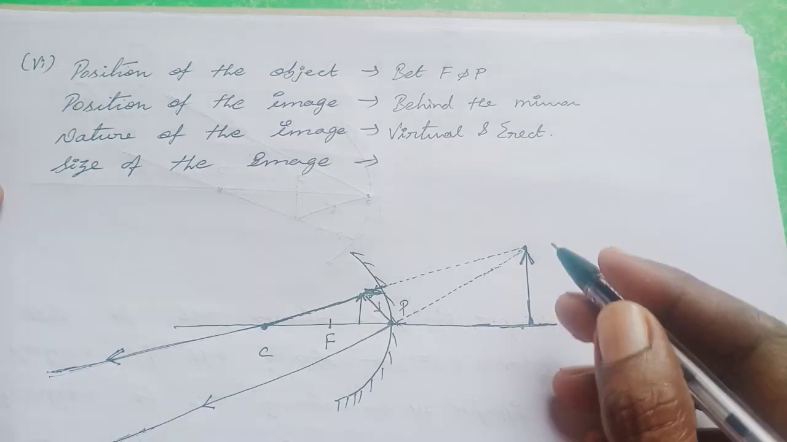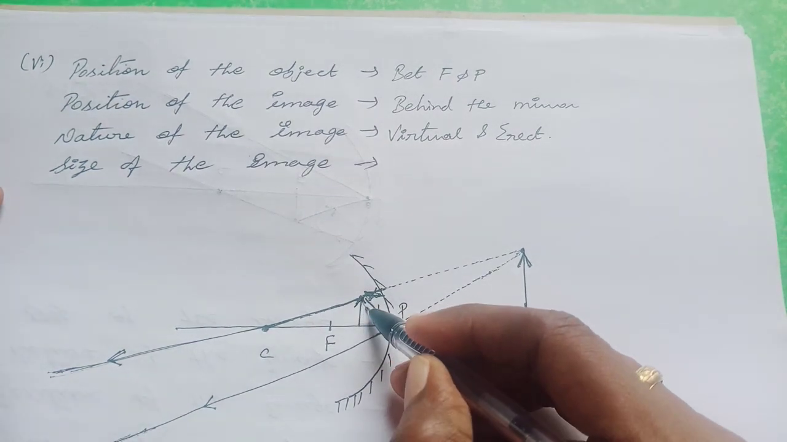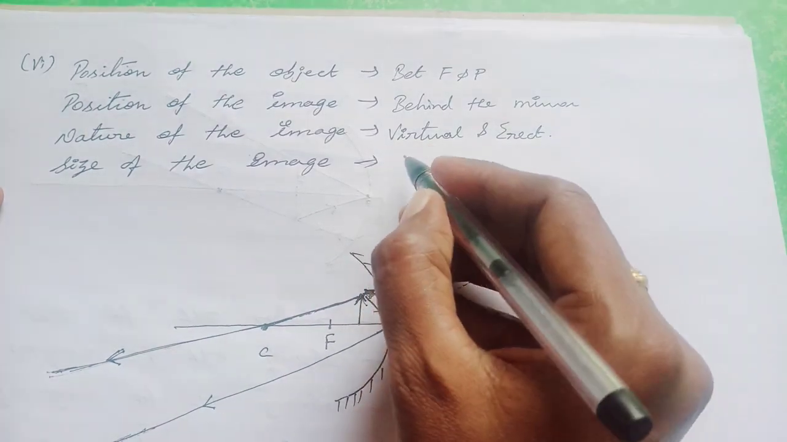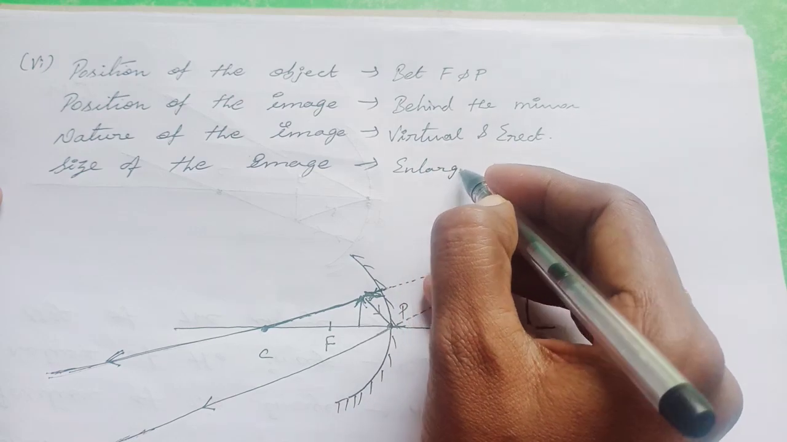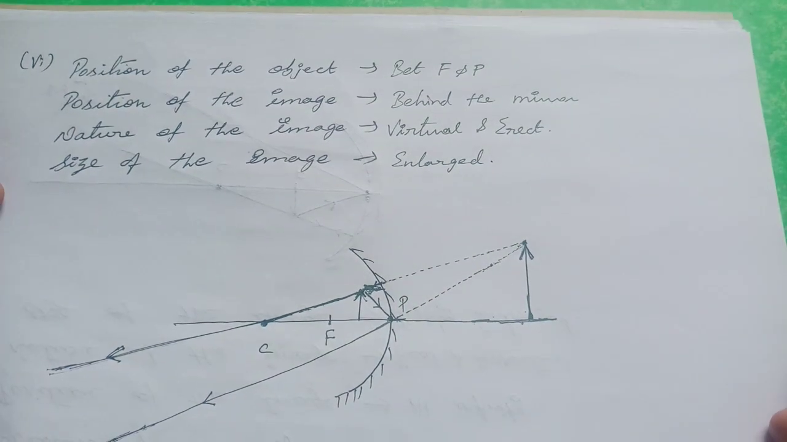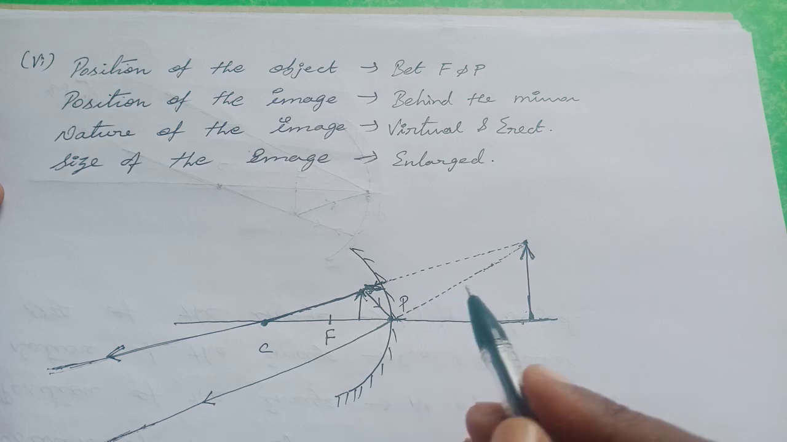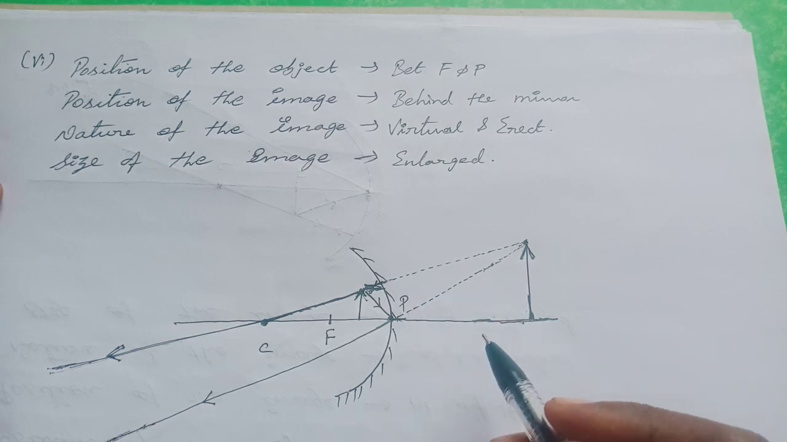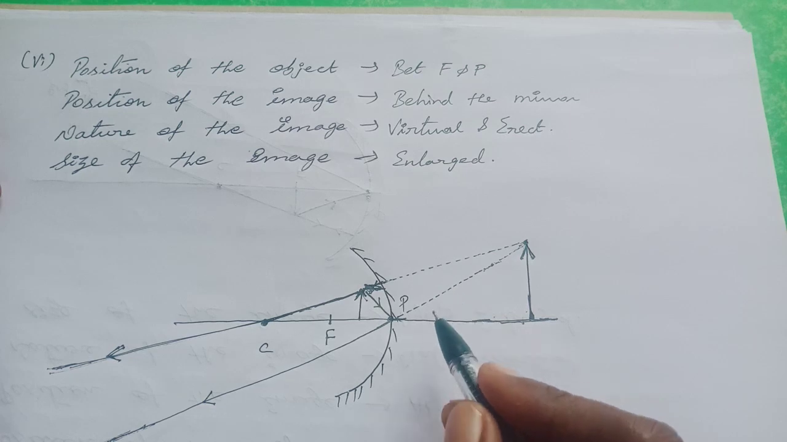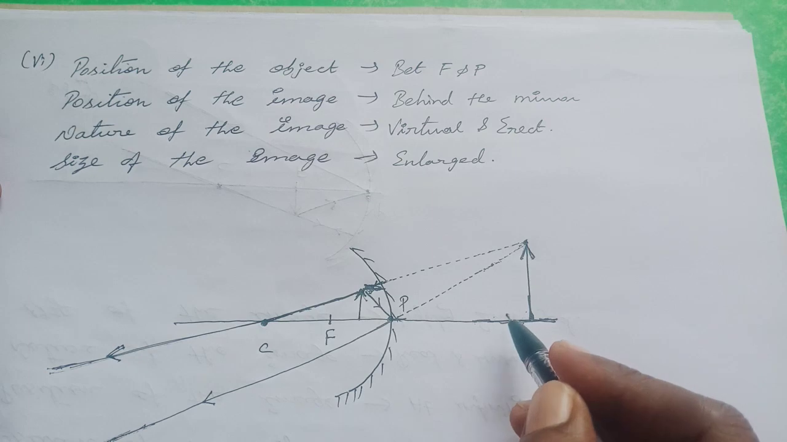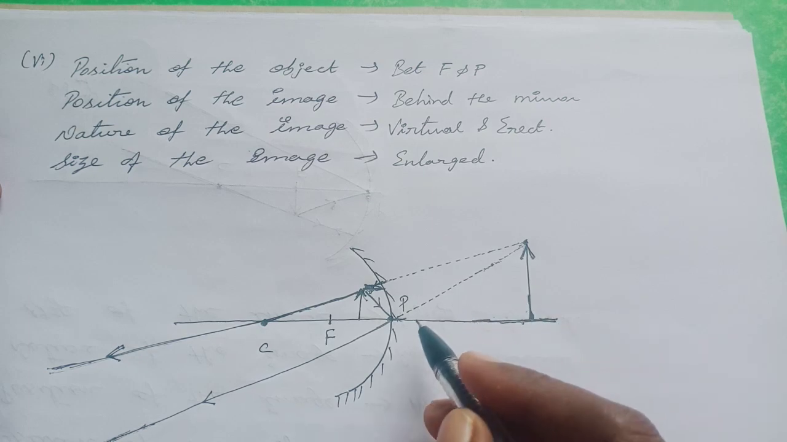Then what will be the size of the image? When compared to the size of the object, the size of the image is somewhat larger. So the size of the image is enlarged. It is an enlarged image. Is it clear, children? So this is about the sixth case of the concave mirror. Be clear about the sixth case, students, because this is the only case where the concave mirror is producing the virtual image. Okay, note down this point. This is the only case at which the concave mirror is forming the virtual and erect image.